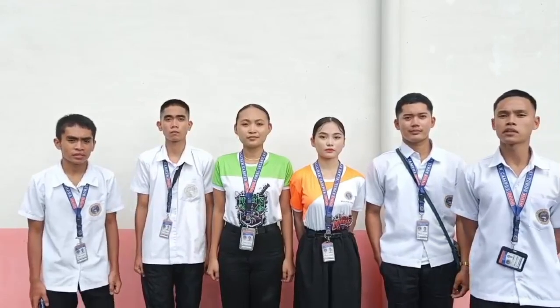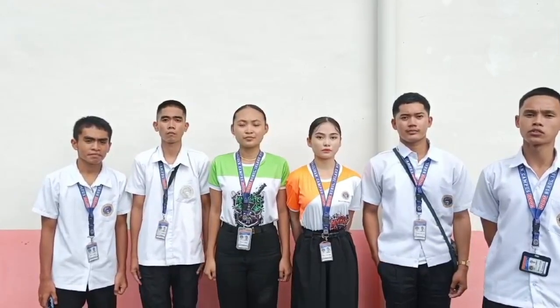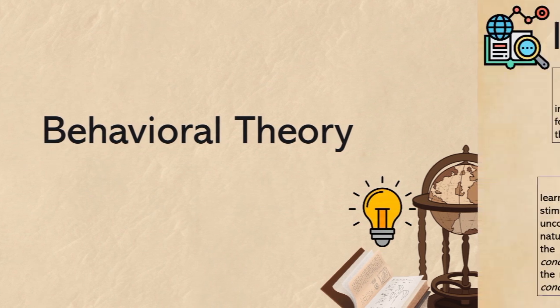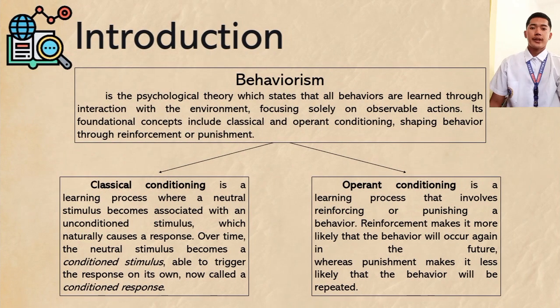And our assigned topic is behavioral theory and cognitive theory. Behavioral theory is the idea that people learn and change their behavior based on their interaction with the environment. It focuses on how reward and punishment influence actions. Its fundamental concepts include classical conditioning and operant conditioning.